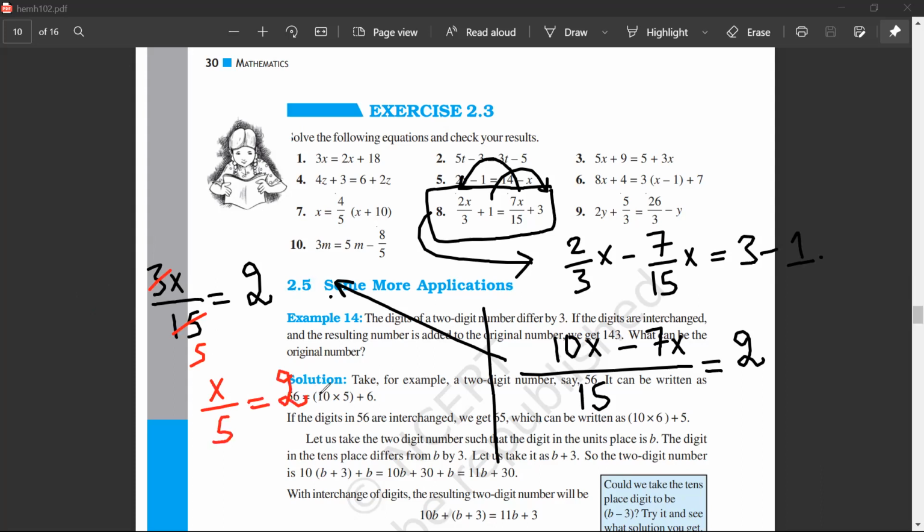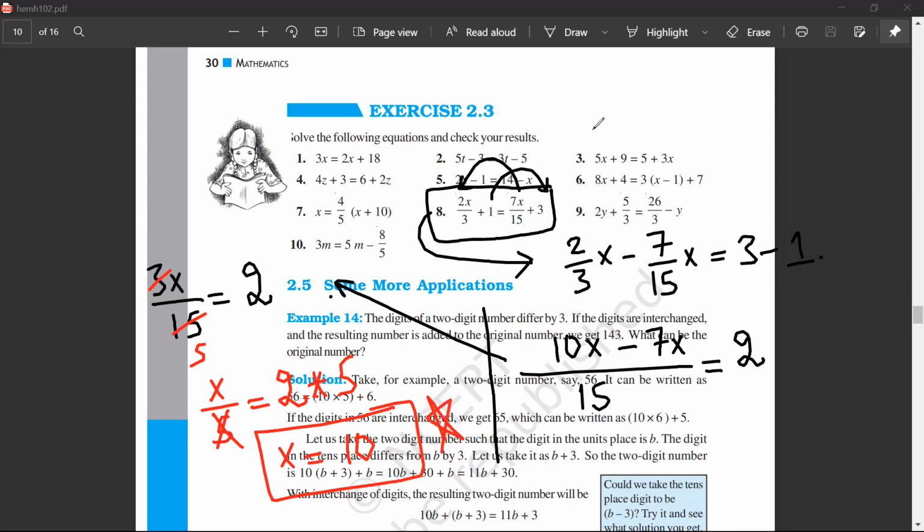Sarthak, what should I do next? Multiply both sides by 5 upon 1. Therefore, x would be equal to 10. Sarthak, is it okay? Yes, sir. Satya, have you understood? Yes, sir.